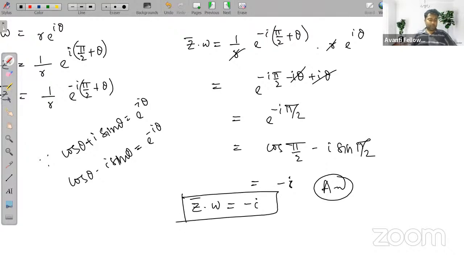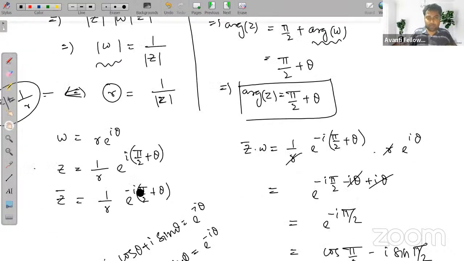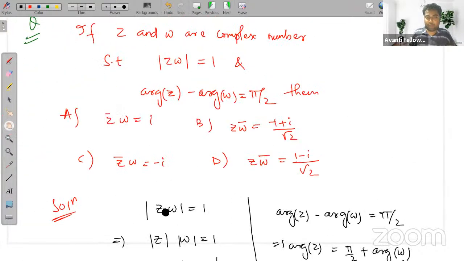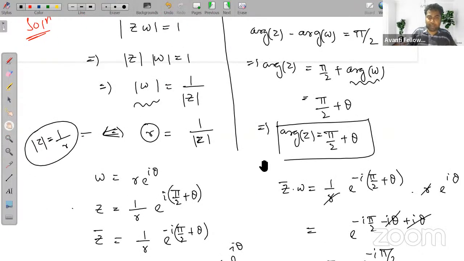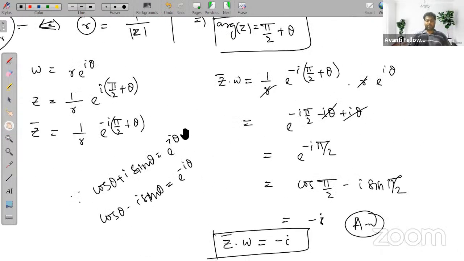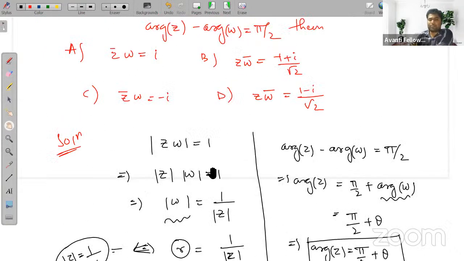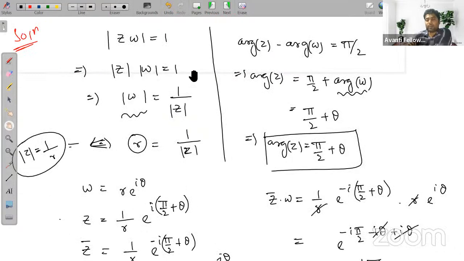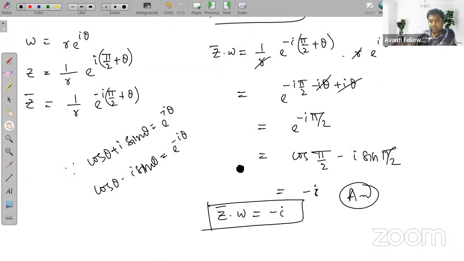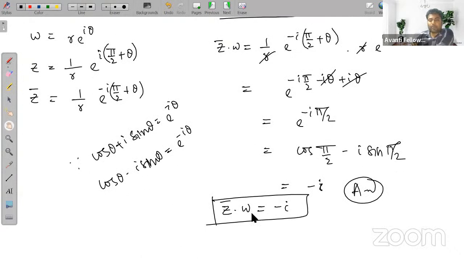This is your answer. I hope this is clear to all of you guys. Understood or not? This question came in 2019 JEE Mains. Is there any doubt you can ask? If you have any doubt, you can ask in this question. I hope it is clear to all. We use the previous properties of argument, conjugate and modulus and we solve the question. Is it or not? Is there any doubt?